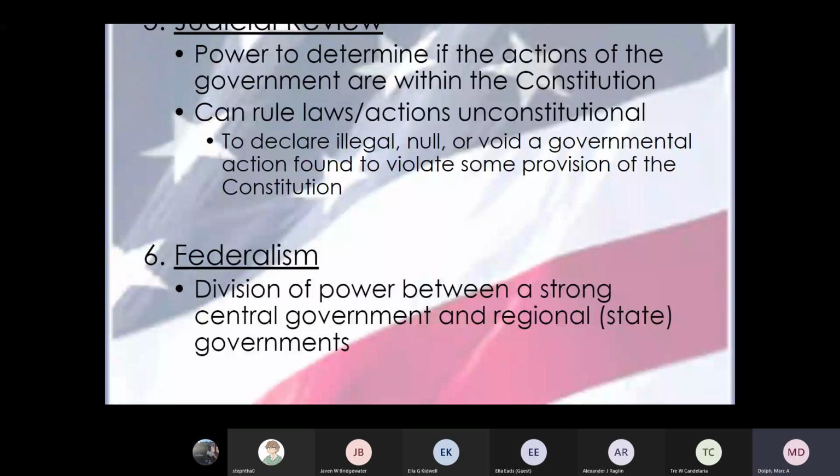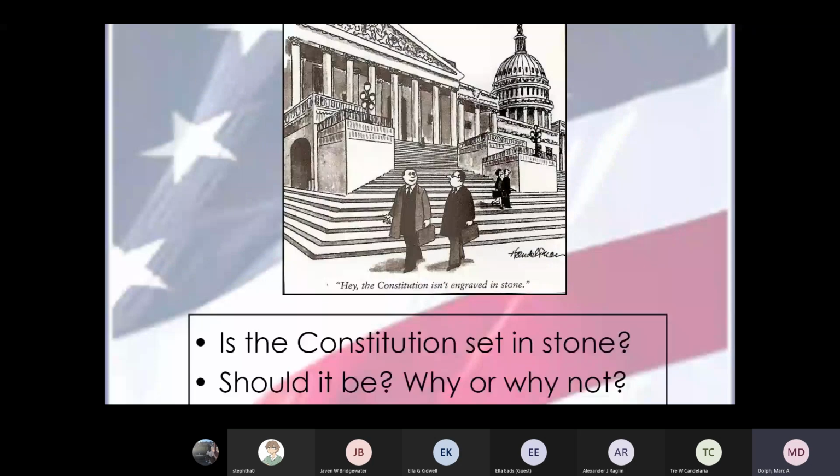Let me ask you this. Is the Constitution set in stone? Anybody know? Yeah, it's on paper. It is written on paper. It's not written on stone tablets. But is it set in stone? Is it unchangeable? It is, but it's also a big process. You can't go back and erase one of the amendments that are there already.